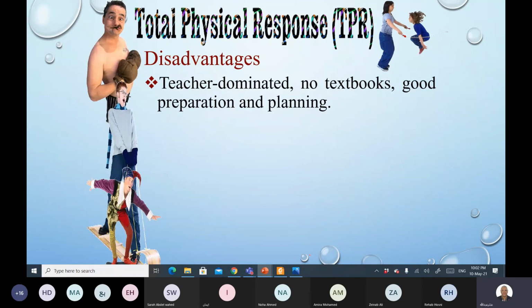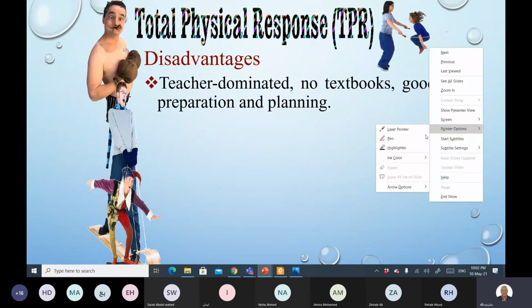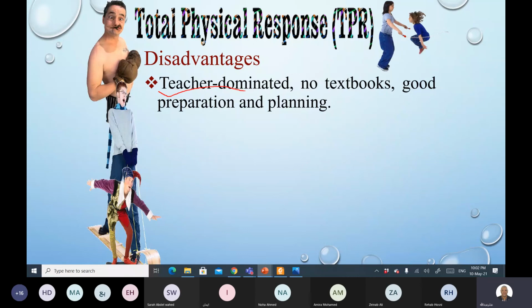The disadvantages, because everything has advantages and disadvantages, the disadvantages include the teacher dominance. يعني الطريقة دي the teacher is dominant and the central focus, not that student. It doesn't have a textbook. It needs very good preparation and planning. So if the teacher is not talented, it will not be suitable for the students, especially as there are no textbooks. So if there are no textbooks, the teacher is the source of the material to be presented. So it needs long preparation and long planning.